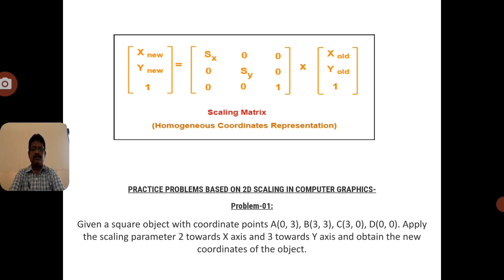Now we are going to discuss how to find the scaling factor towards the x axis and towards the y axis with a simple problem. Take the problem where the given object is a square. A square has 4 coordinates. The 4 coordinates given are: a is 0 3, b is 3 3, c is 3 0, and d is 0 0.